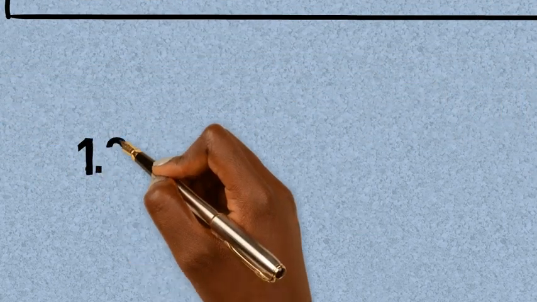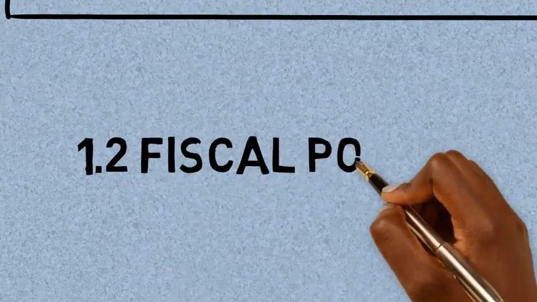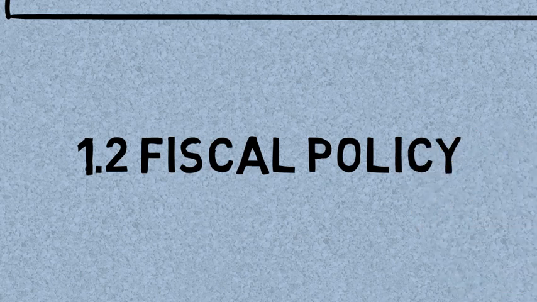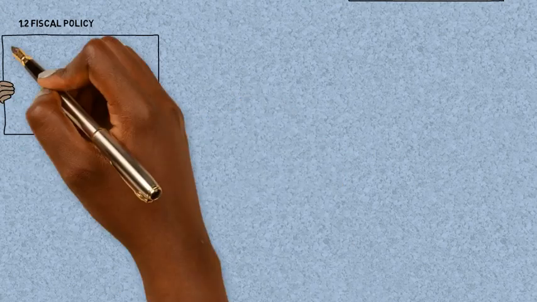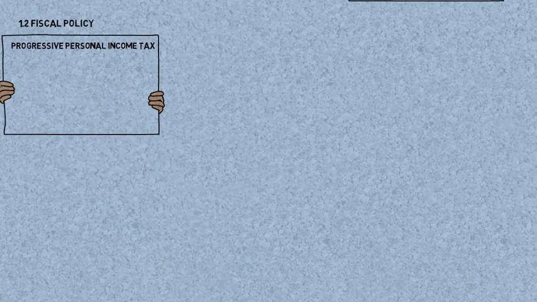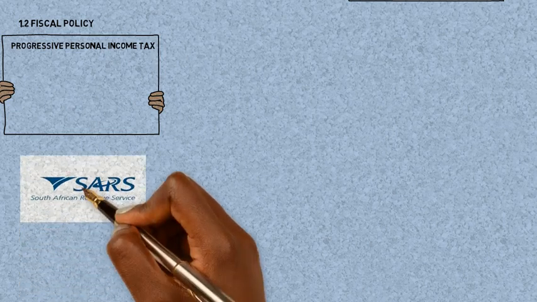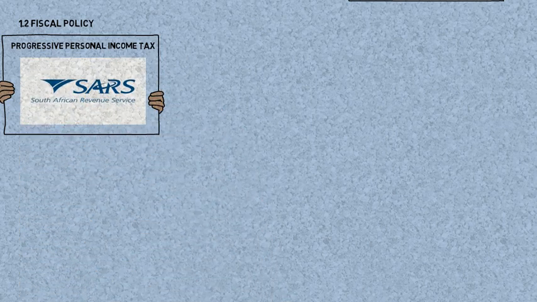Another approach that government can use to stimulate demand in the economy is fiscal policy. Remember that the main purpose of fiscal policy is to stimulate macroeconomic growth and employment and to ensure that there's redistribution of wealth. So the following instruments are going to be used. The first one is the progressive personal income tax. This means that higher income earners are going to be taxed at a higher tax rate. So the higher you earn, the more tax you are going to contribute.